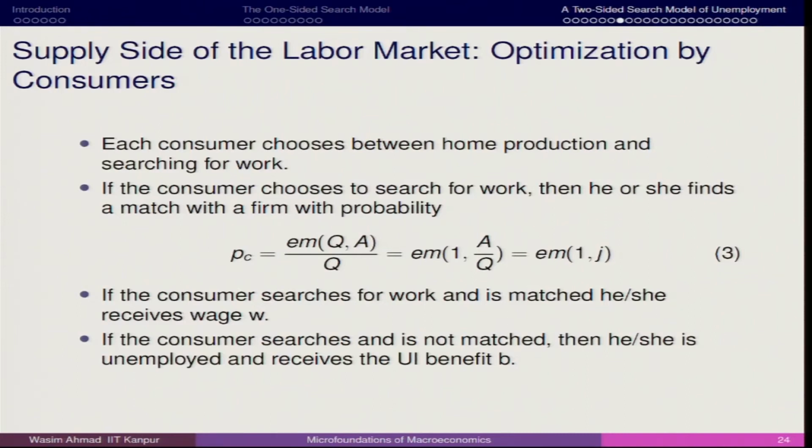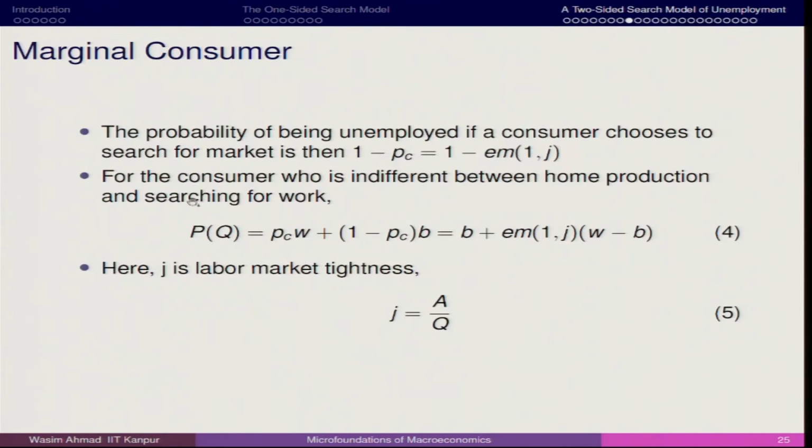But the equilibrium condition that we are mentioning here is this: for the consumer who is indifferent between home production and searching for work, P_q is equal to P_c·w. So, this is what he is getting. When he is not employed, 1 minus P_c is multiplied by B. So, here we have B plus E·M(1, J)(w minus B). So, we can write it as we have mentioned, with E·M(1, J).